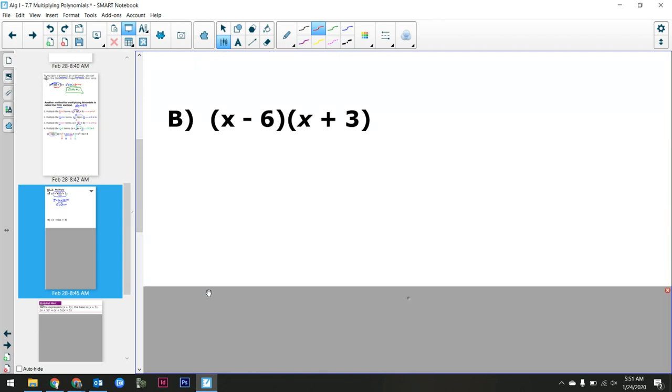Okay. So we've got x minus 6 and x plus 3. Two binomials, right? X times x, there's my firsts. X times 3, there's my outers. Negative 6 times x, there's my inners. Now remember, we're treating that as a negative 6. And last, negative 6 times 3.